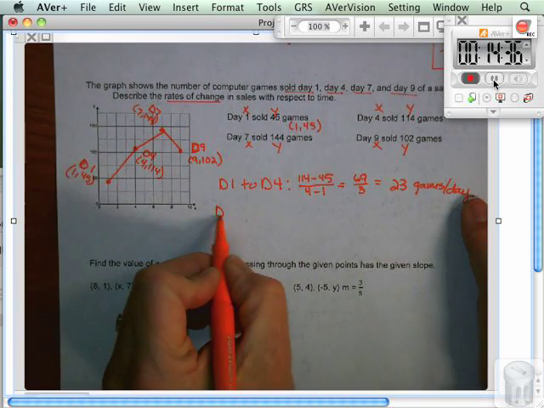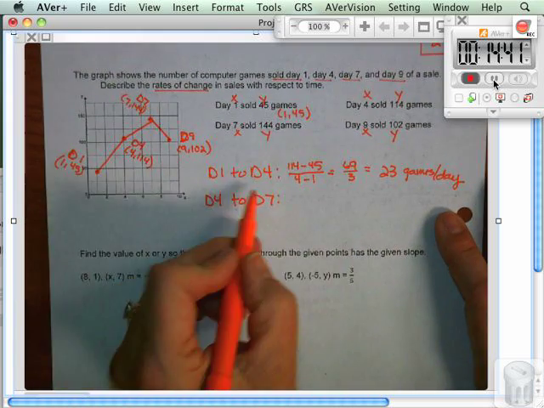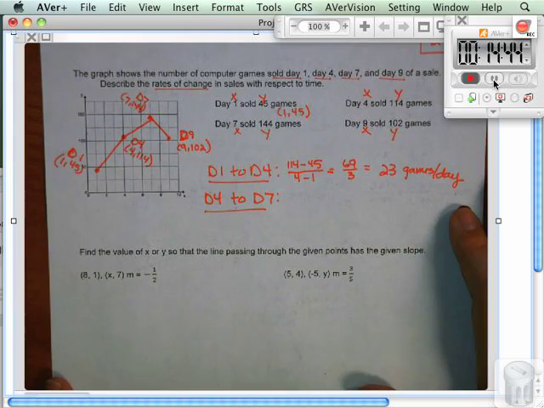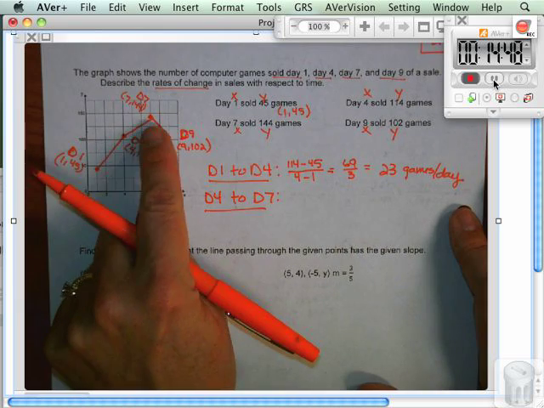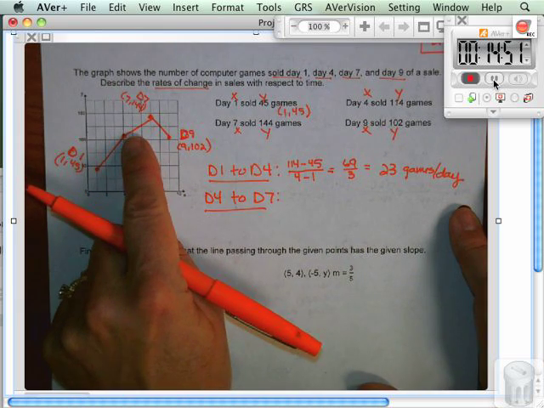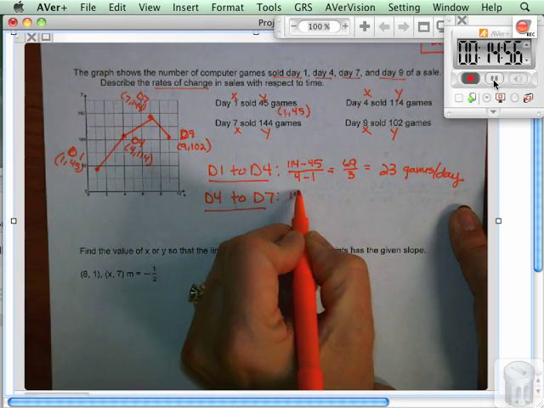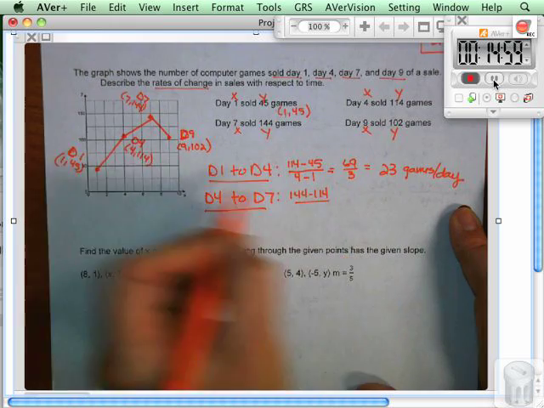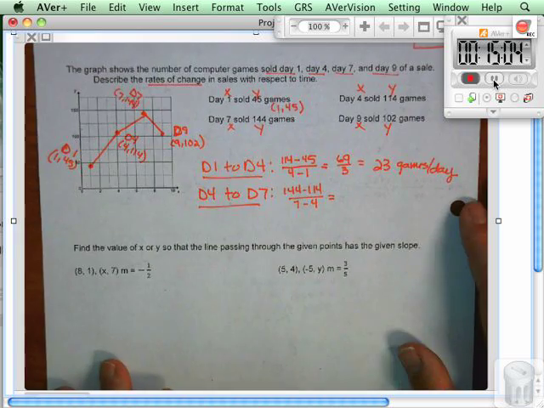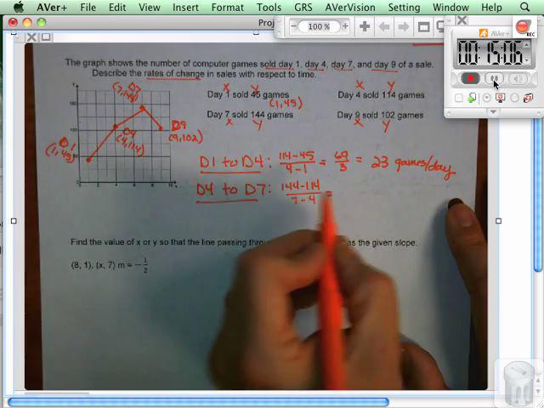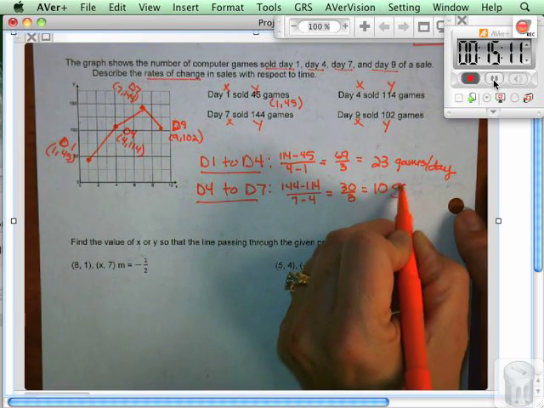Now let's look and see what happened between day 4 and day 7. You do the same thing. These 2 points, day 4, day 7. So we got 144 minus 114, and 7 minus 4. So the sales are going down. Here they only did 10 games per day.